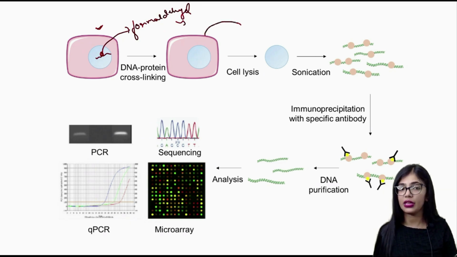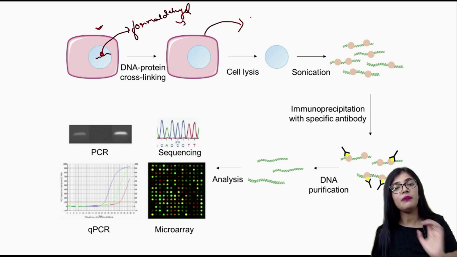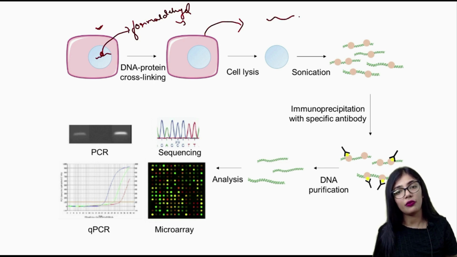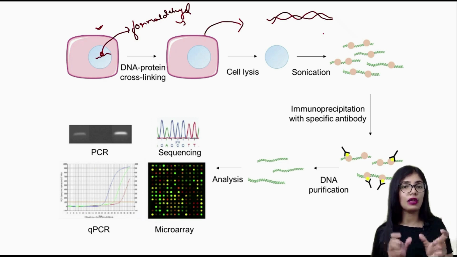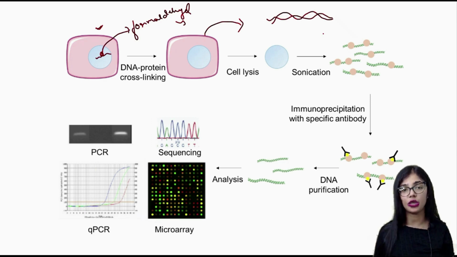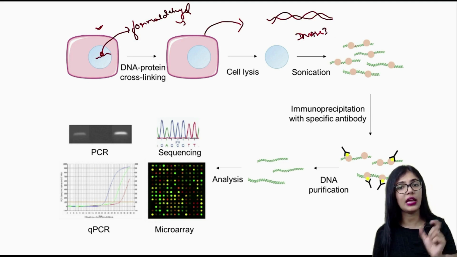The next step we did was cell lysis, by which we brought the DNA outside from the cell. Here we got a long stretch of DNA. For doing this assay, we cannot work with this long stretch. We require small pieces of DNA. So by using sonication or certain enzymes like DNase 1, we cleave this DNA into small fragments. These small fragments can be of 200 to 500 base pairs.